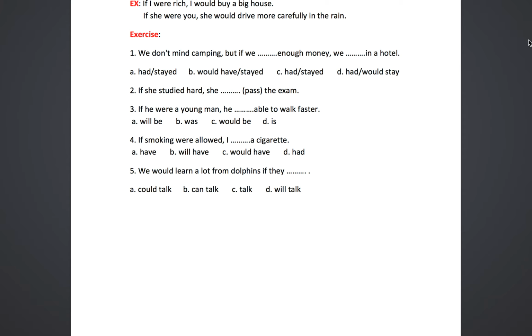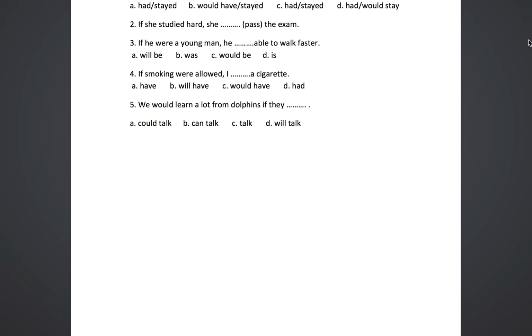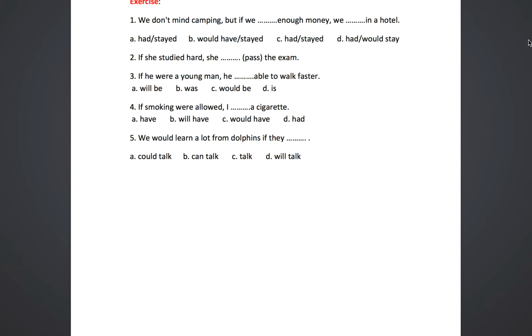The second one: if she studied hard, she would pass the exam. The first one is the past simple, so you know that the second one should be past also. She would pass the exam, or you can say she should, she might. You can use all of it. If he were a young man, notice that, he were, he would be able to walk faster. Here also, it's impossible to happen and it's imagination, so we have to use past. If smoking were allowed, smoking was a singular, so we have to use were in all the situations we have, as we said. I would have a cigarette. It's also the past.